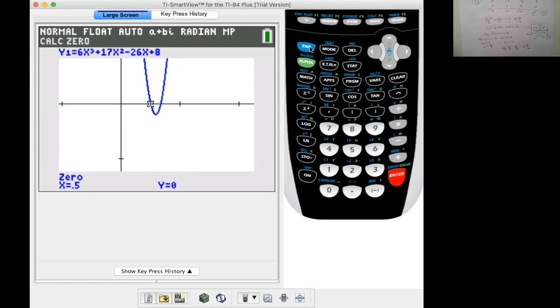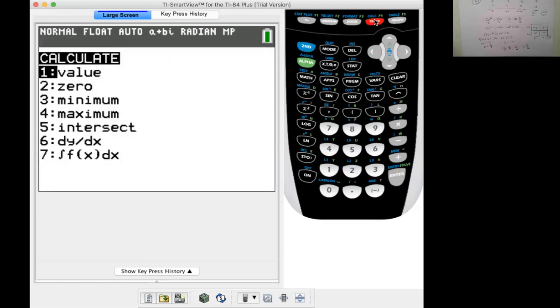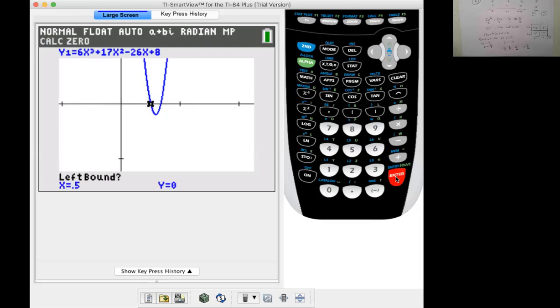And then the other one, second calc 0 finder. So you see these modern tools make this process a whole lot easier. Left bound, right bound, guess. 0.66667, which you recognize as 2/3.